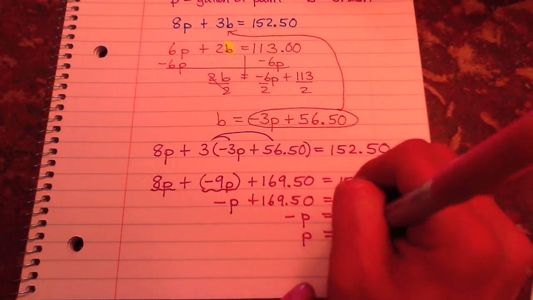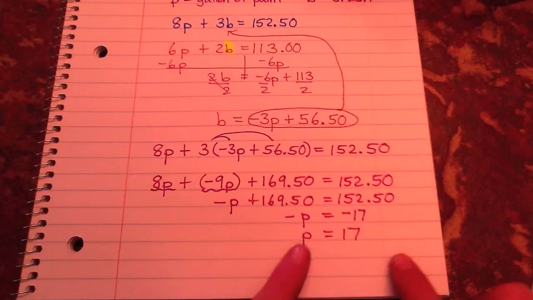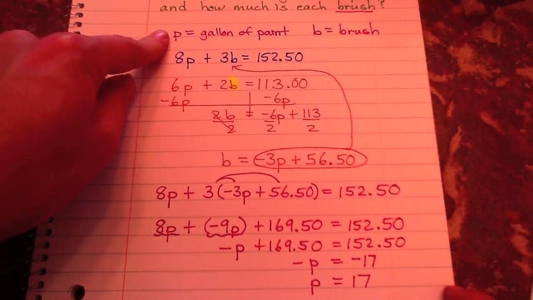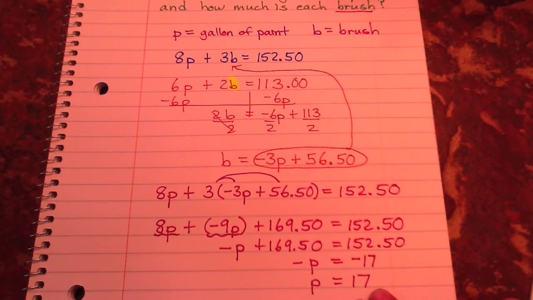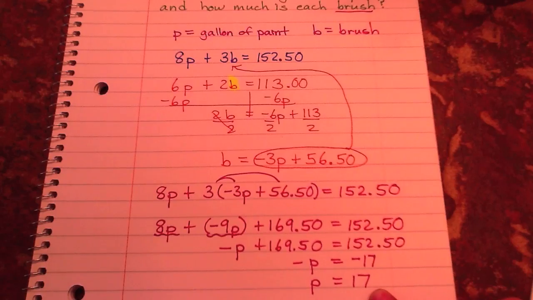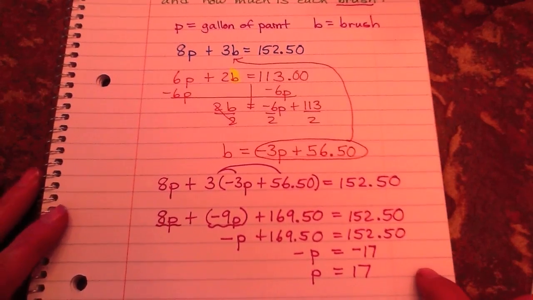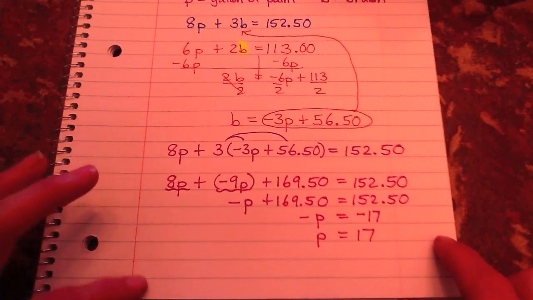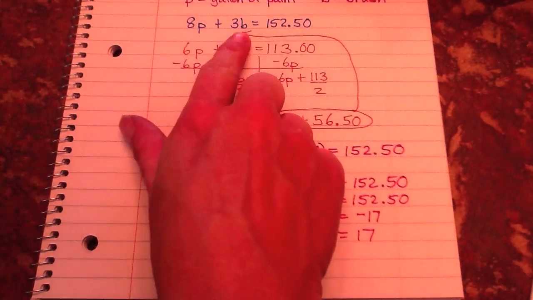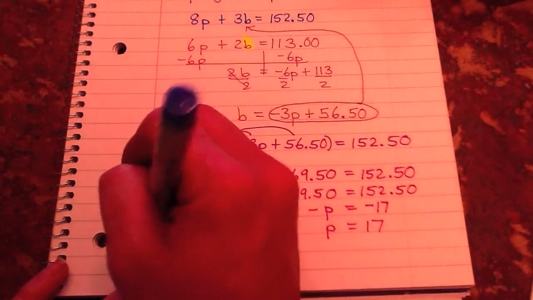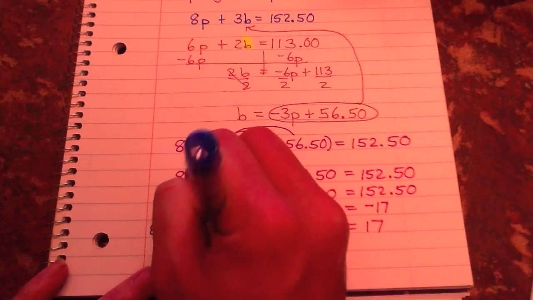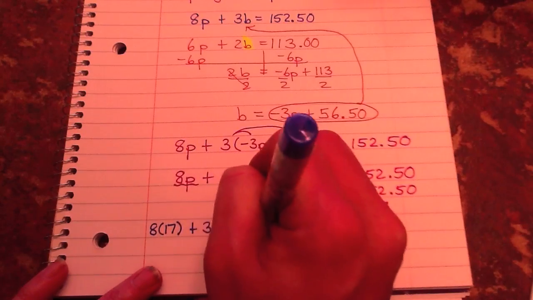P equals 17. Now I need to go look, what did I find? P is a gallon of paint. So now I know every gallon of paint was $17. Plug that into this equation or this equation to find how much a brush is. I'm going to go ahead and plug it into the blue equation right here to save some space so we keep it on one page. So 8 times 17 plus 3b equals 152.50.